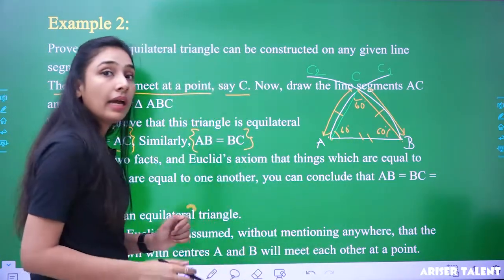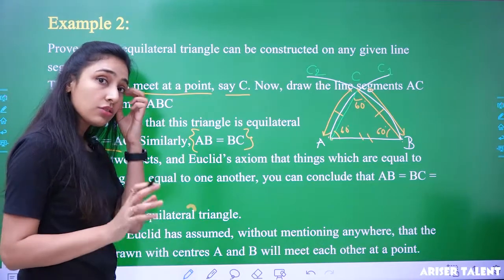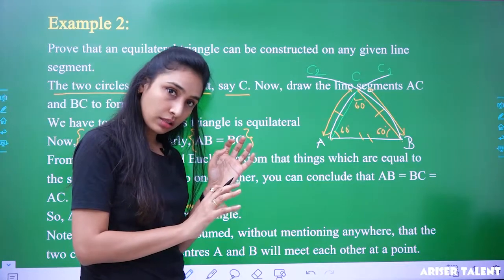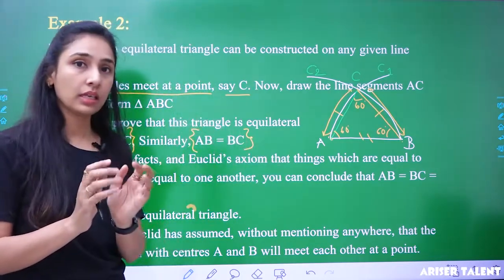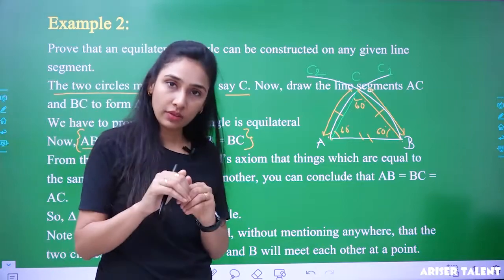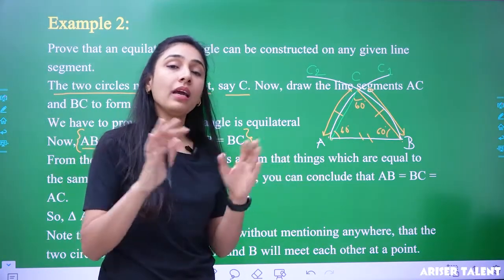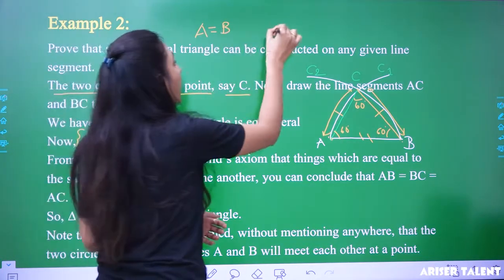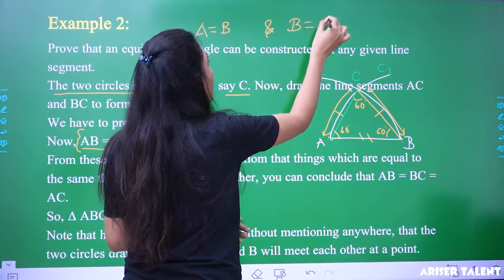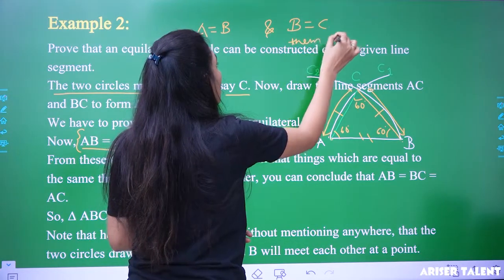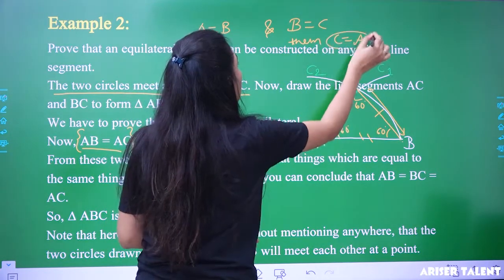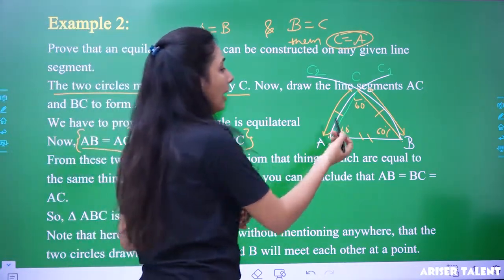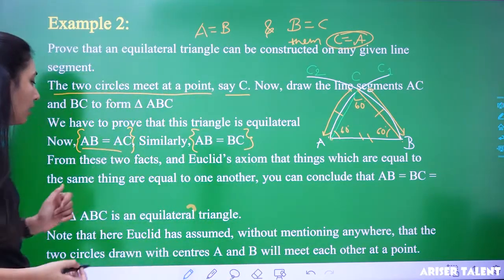Here again Euclid taught us that if one thing is equal to another thing, and the other thing is also equal to a third, then these three things will be equal to each other. That means if A equals B and B equals C, then C equals A. With the same concept, we can say that AB, BC and AC are all equal.